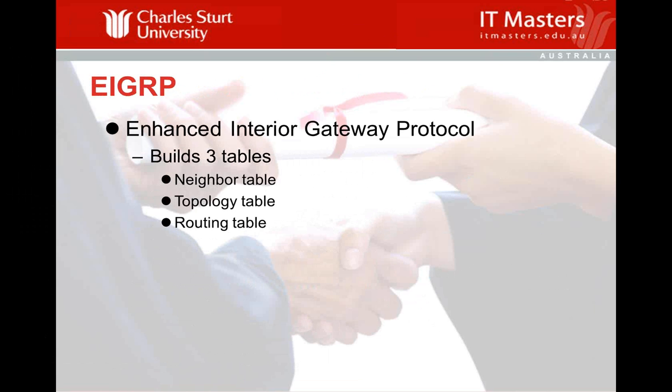Okay, it builds three tables. A neighbor table, which lists all of the neighboring routers, and each of those nodes must be in the same autonomous system. It also builds a topology table, which is a list of all the routes in the autonomous system, irrespective of their administrative distance or their metric. It contains every single route, so it's like looking at a roadmap, every possible route. Then the routing table contains only the very best route for each known network. That's all it contains.